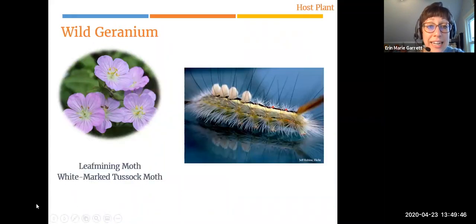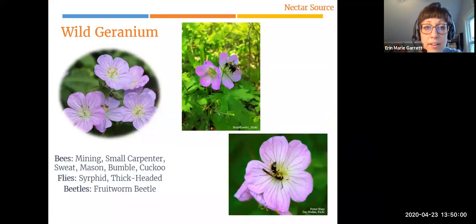All right, wild geranium is another great choice if you have a shady spot in your garden. It's going to support the caterpillars of the leaf mining moth and the white-marked tussock moth. That's the one that you can see pictured on the right there. Very fantastic looking caterpillar. And then as a nectar source, it's going to be visited by a whole bunch of different bees, a few different groups of flies. Fruitworm beetles are also going to be found visiting it.